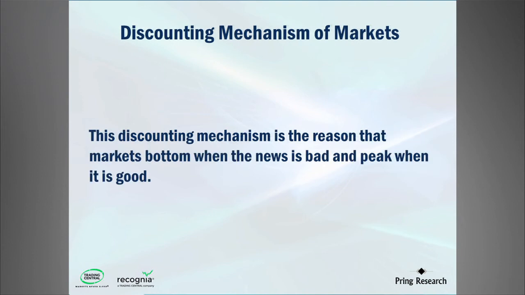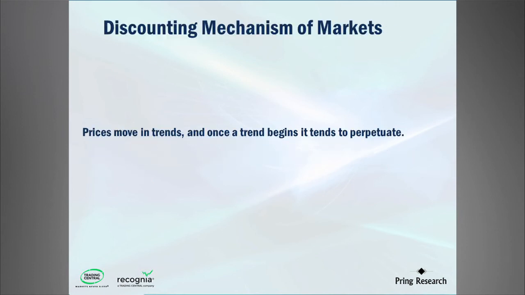This discounting mechanism is the reason that markets bottom when the news is bad and peak when it's good. At such points of extreme emotional activity, participants have already factored today's headlines into the price and begun to anticipate tomorrow's headlines. This is all very well and good, but it would be of little use except for the fact that prices move in trends. Once a trend begins, it tends to perpetuate.